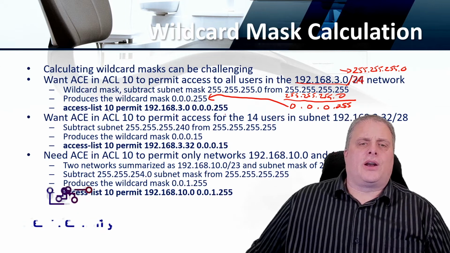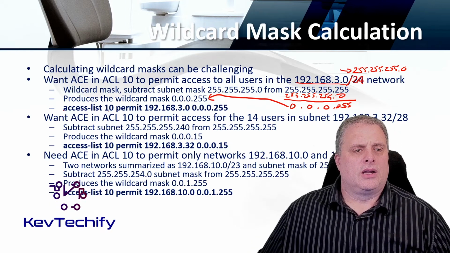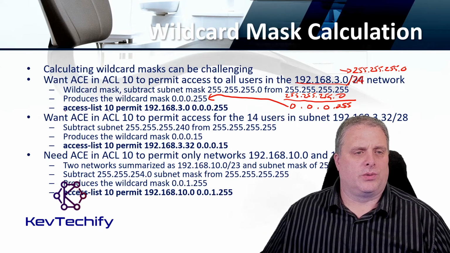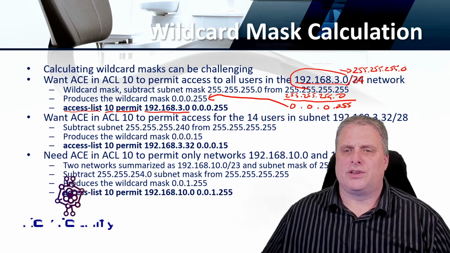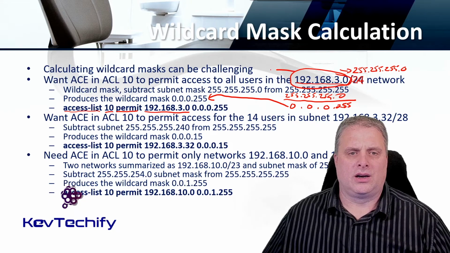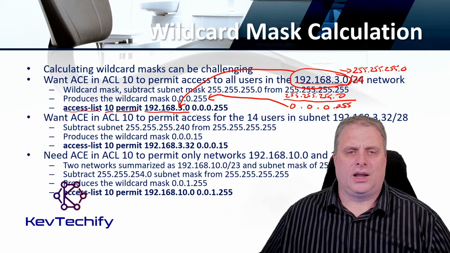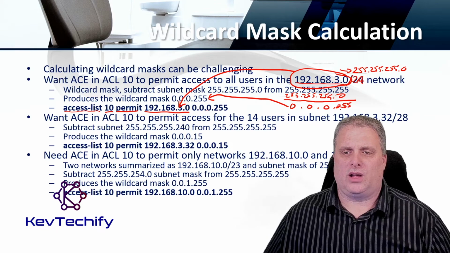And then we can build our access control statement, or our access control entry. So we have our keyword of access list here. We're going into list 10. We're permitting anything from this network. And once again, where did we get this value from? That was given to us right here. And then we put in our wildcard mask. Our wildcard mask we calculated right here.